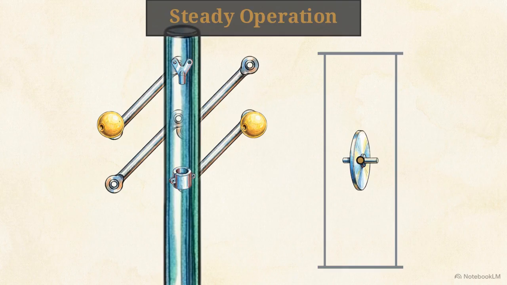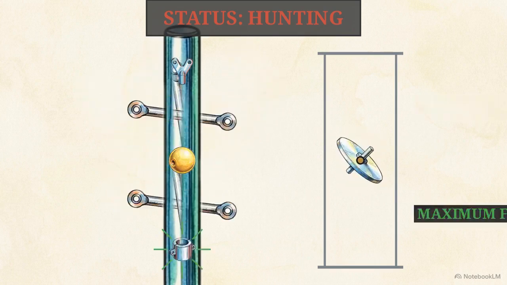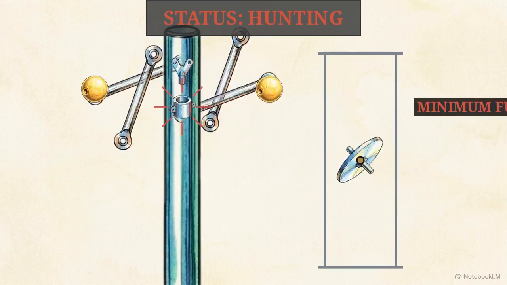And practically speaking, even if it could, that infinite sensitivity would be disastrous. The slightest speed deviation would slam the sleeve from one extreme to the other, causing the engine to violently hunt between maximum and minimum fuel states.